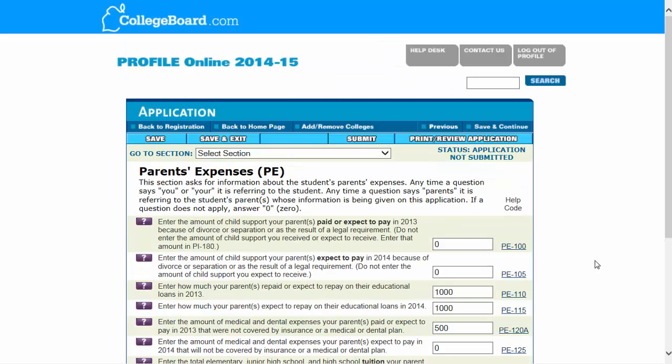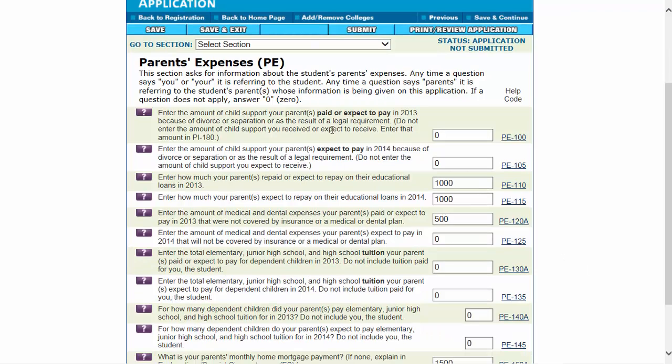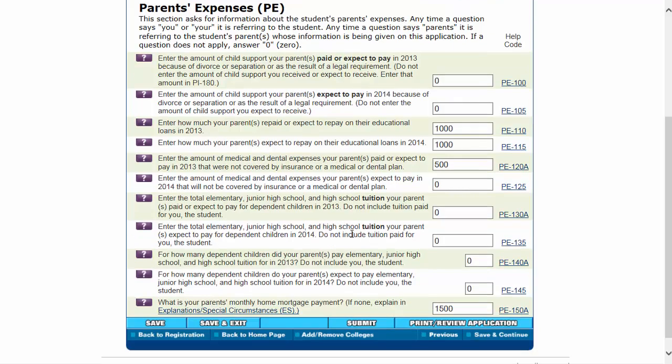This section is about parents' expenses. So we've asked about your assets, and now we want to understand if they have any unusual expenses. So things like child support that parents are paying, if parents are paying on their own educational loans, that's a piece of information that we can take into account. If parents have medical and dental expenses that they're paying out of pocket, again, especially when those get to be larger numbers, that's information that can impact your eligibility for aid.